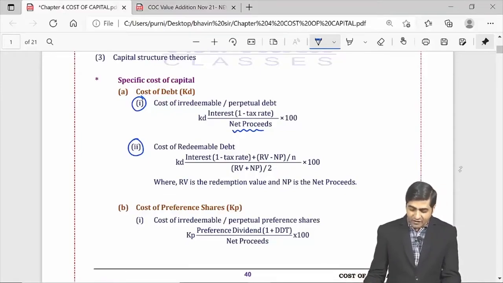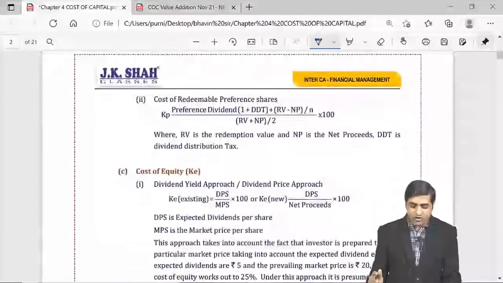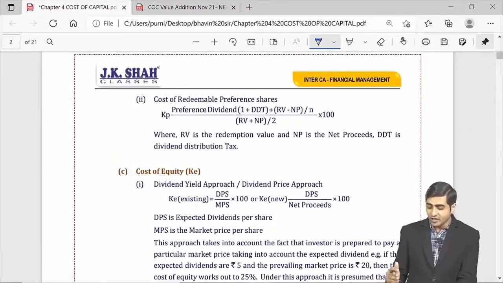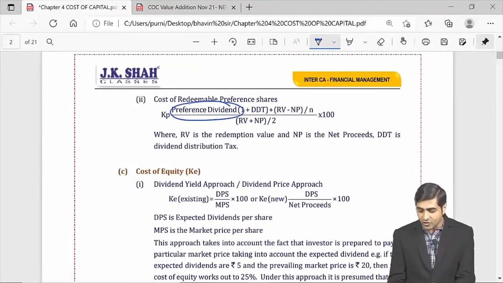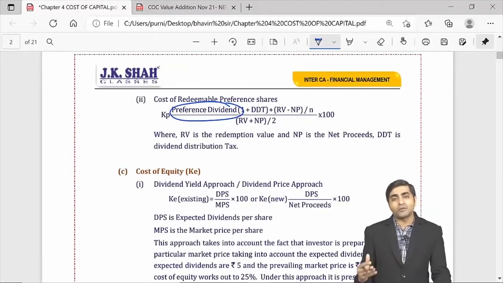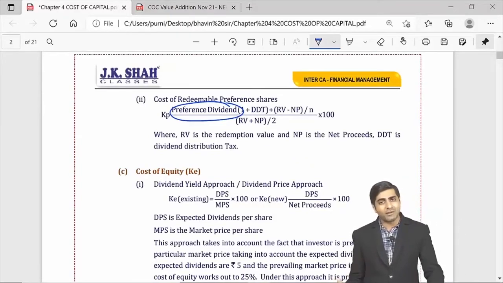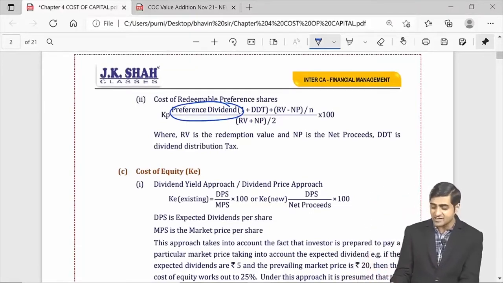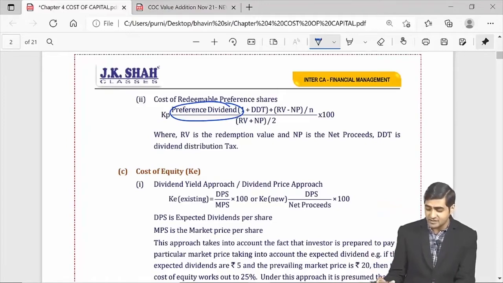Guys, similarly, when we consider the cost of preference shares which are redeemable in nature, the only thing which changes is that you have preference dividend into 1 plus DDT rather than interest into 1 minus tax, because as you are all aware, interest debited in the P&L account will reduce your profits and that will lead to tax savings. The same is not applicable for cost of preference shares.